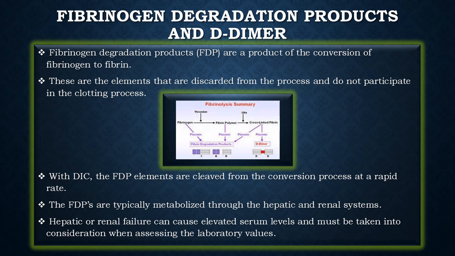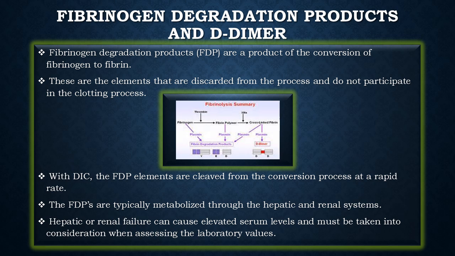FDPs, or fibrinogen degradation products, and the D-dimer are a product of the conversion of fibrinogen to fibrin. These are the elements that are discarded from the process and do not participate in the clotting process itself. They are typically cleaved off from the conversion, and in the presence of DIC, they are cleaved off at a very rapid rate. The FDPs are typically metabolized through hepatic and renal systems, and we need to take that into account when we see hepatic or renal failure patients, so patients that already have that diagnosis.